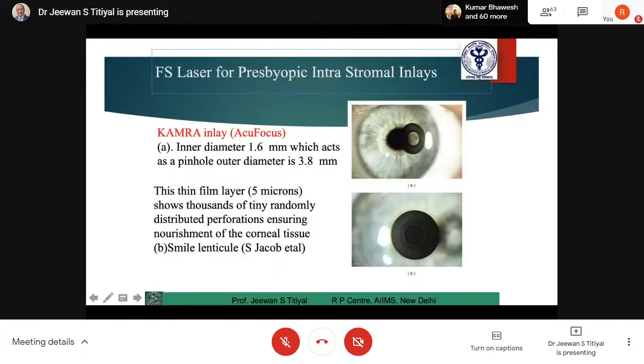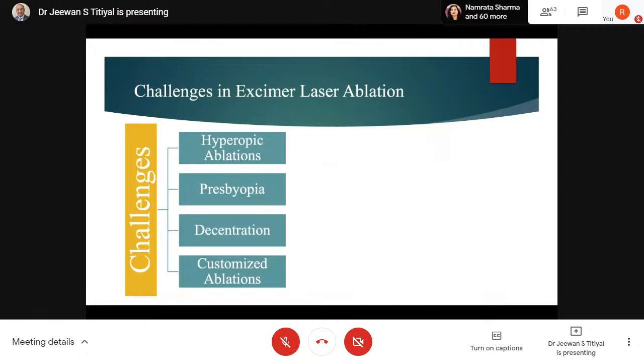People are using now a SMILE tissue as inlays to correct presbyopia. I'm not sure how effective that's going to be down the years, because the tissue is going to regress inside the stromal bed. Challenges are still there for all excimer laser based procedures, especially hyperopic corrections are still a challenge. SMILE, it has to be approved yet. As I said, presbyopia is a major challenge, because a large segment of our community will have presbyopia.